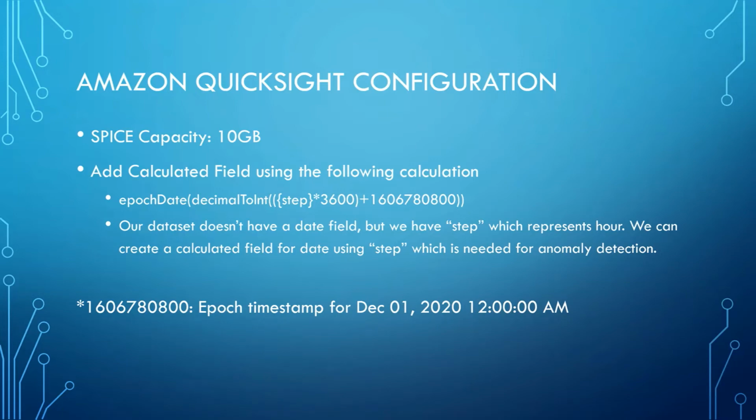For this purpose, we can use the function called epochDate, and we pass the step value. If we multiply that by 3600, it provides an epoch date for 1970 January 1st, and then I add the value 1606780800, which is nothing but the epoch time for December 1st 2020.